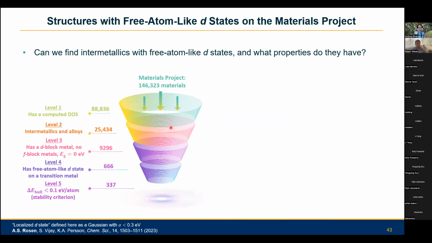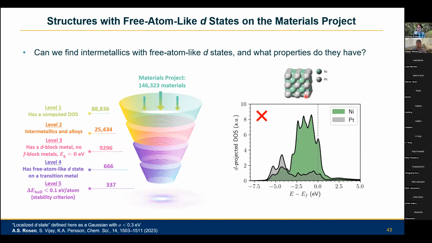So I went to the Materials Project, which has 150 or so thousand materials, about 88,000 of which have computed density of states, and filtered them out by several criteria, including a stability criterion as well. And depending on the criteria you use, you end up with about 200 to 300 or so materials with this free atom-like character, which in the literature, there's only a few that have been reported at all.